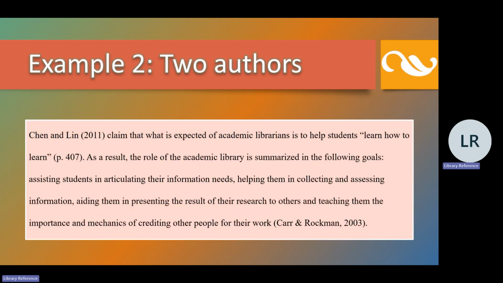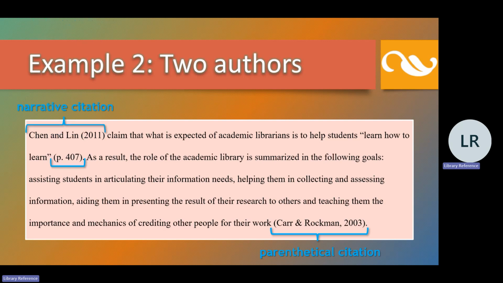The second example shows you how to cite a source written by two authors. I'm going to start with the parenthetical citation. In this case, we have Carr and Rockman, who are the authors, followed by 2003, which is the publication date. All elements are included in parentheses.